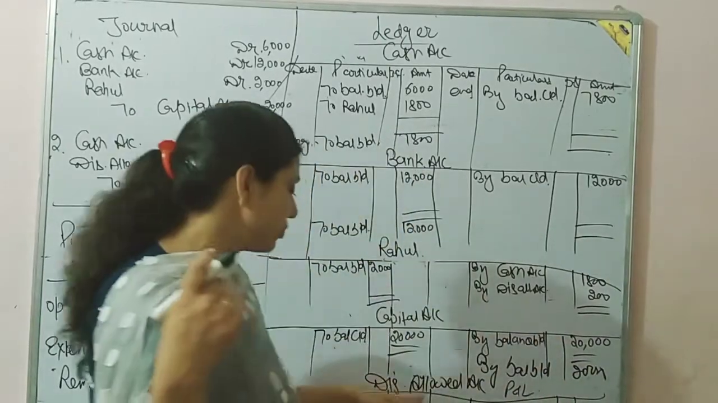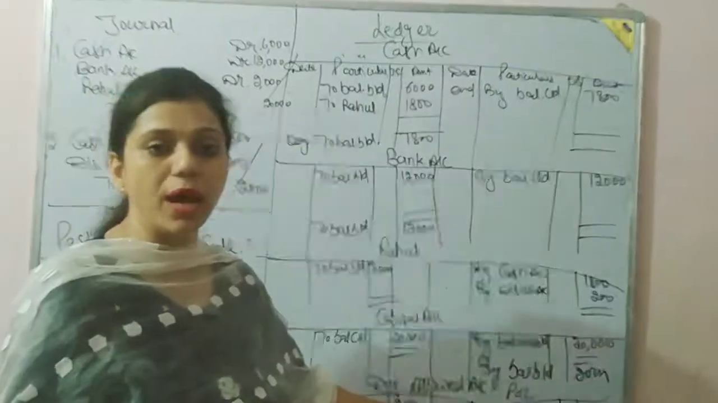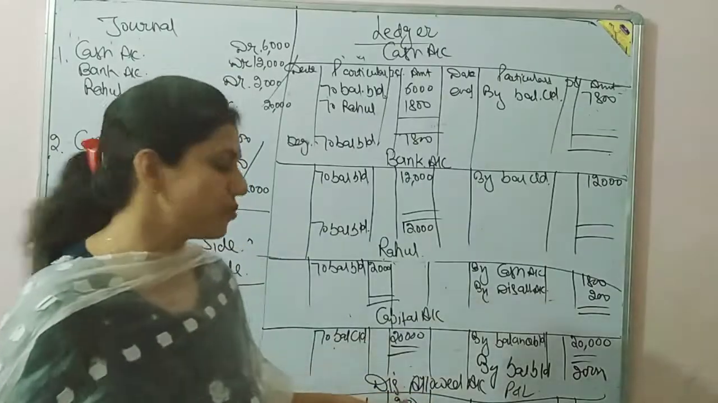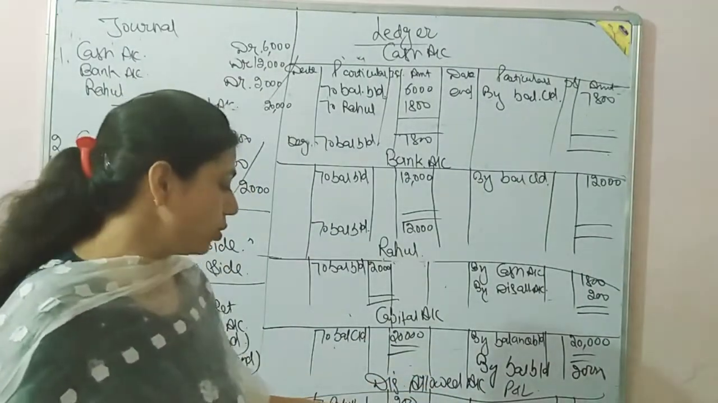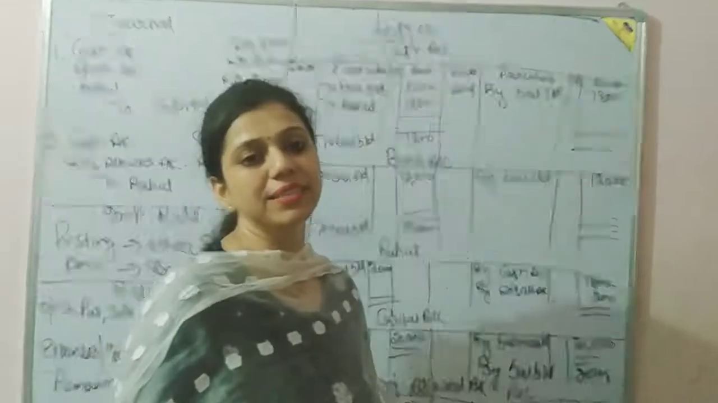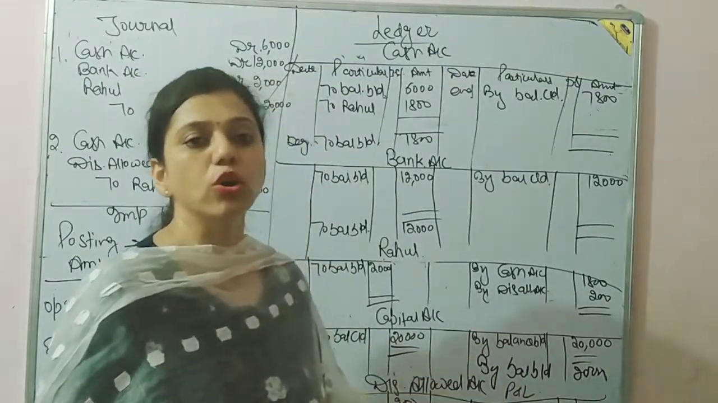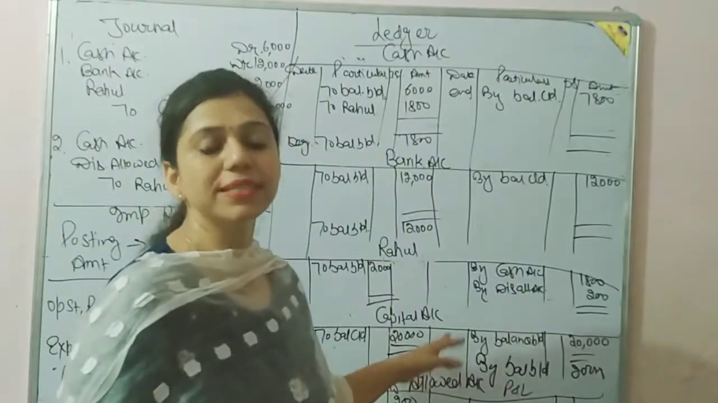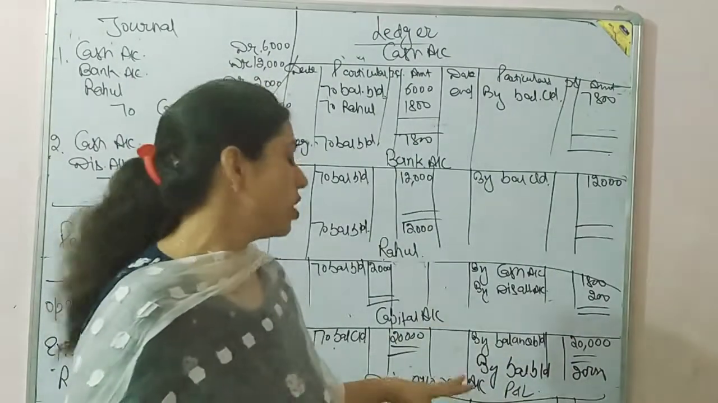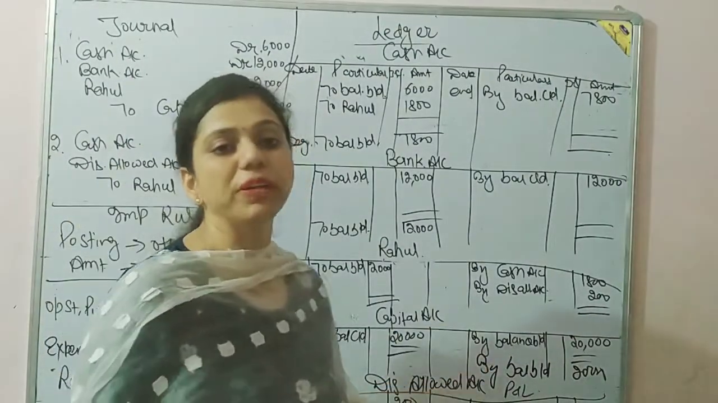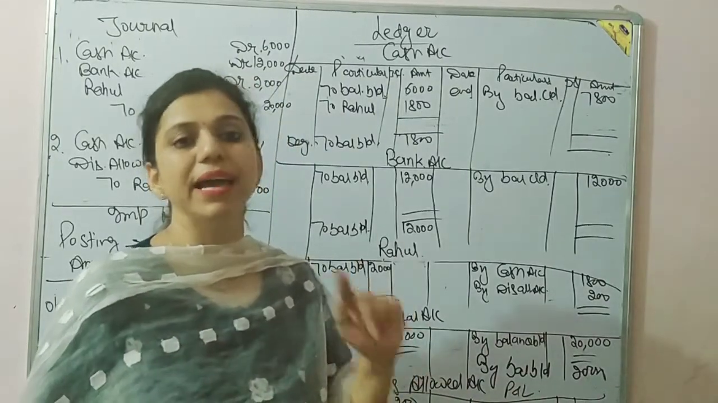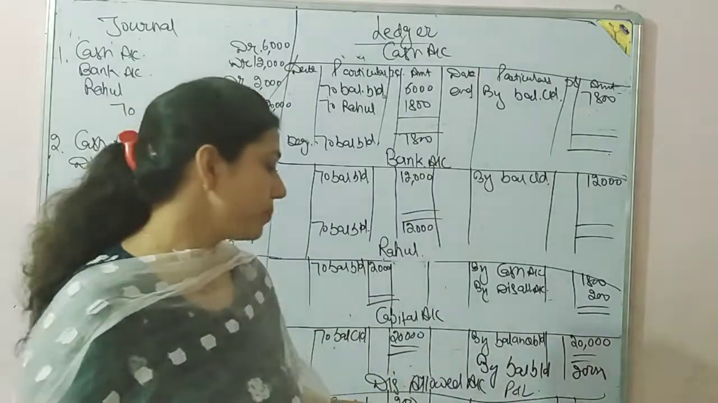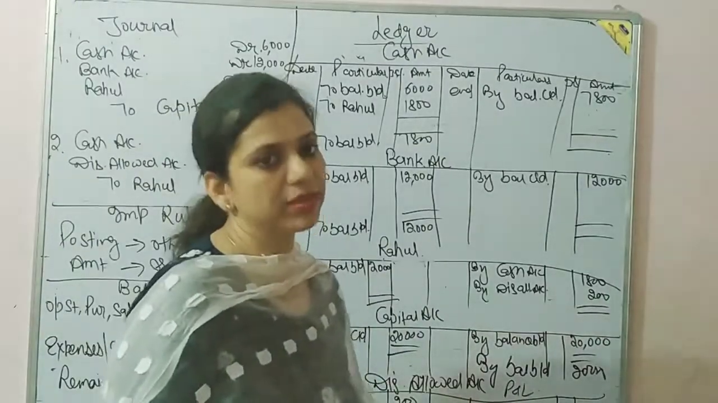And at last we have the discount allowed account. To Rahul is there. We will not balance it because it will be closed. It's a loss for the business, it's an expense for the business. So the balance of this account will be transferred into the profit and loss account, but at the end of the year. Okay, so it will not be balanced. Thank you.